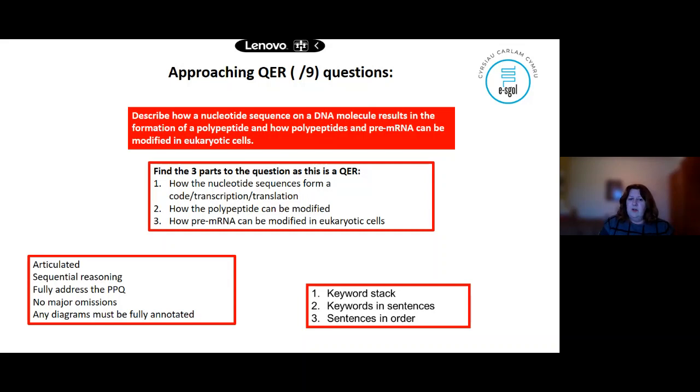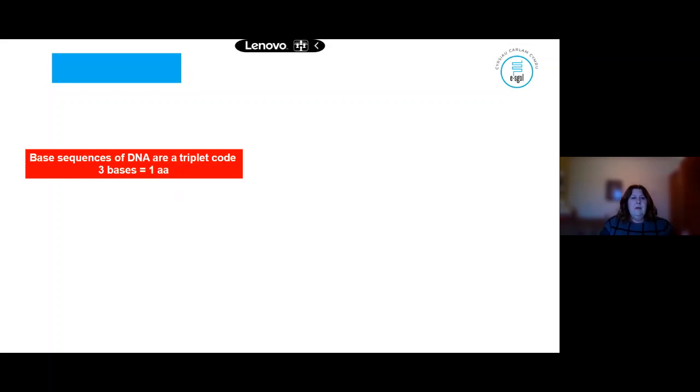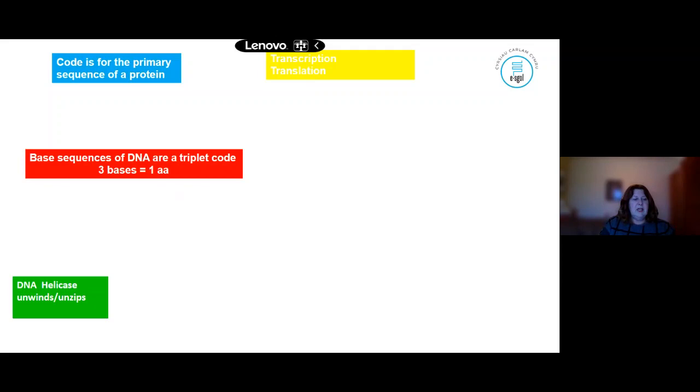And if you're going to do a diagram, that's fine, but remember, diagrams are going to cost time, so make certain it's not just labelled. You see there, it's fully annotated, so you've said exactly what you're pointing at. And just like last time, what you may be thinking in terms of your keywords: base sequences, triplet codes, the code is for the primary sequence, the main ideas, transcription and translation.